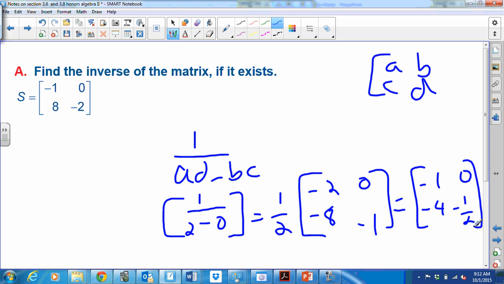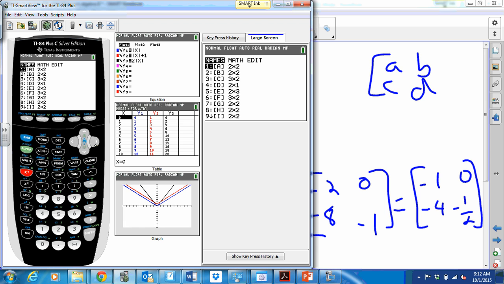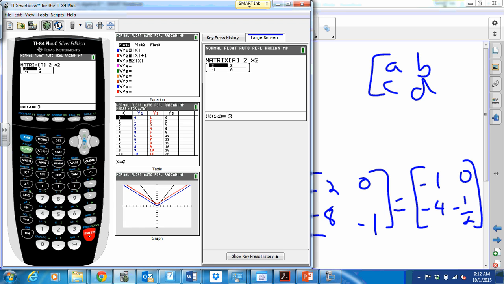So I'm going to put this matrix in my calculator. So S is -1, 8, 0, and -2. I have to start reusing matrices now, so I'm going to put that in under matrix A. So I'm going to hit second matrix A, and it's a 2 by 2. Oh, I meant to hit edit. So second matrix edit. I'm going to edit matrix A, and it is a 2 by 2, so I'm just going to hit enter and enter.